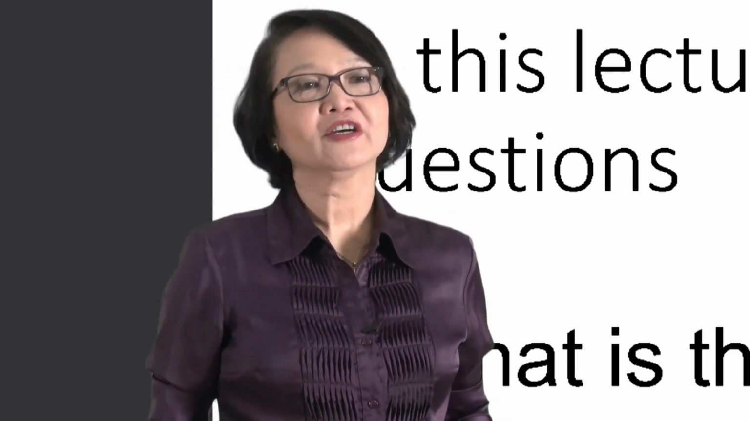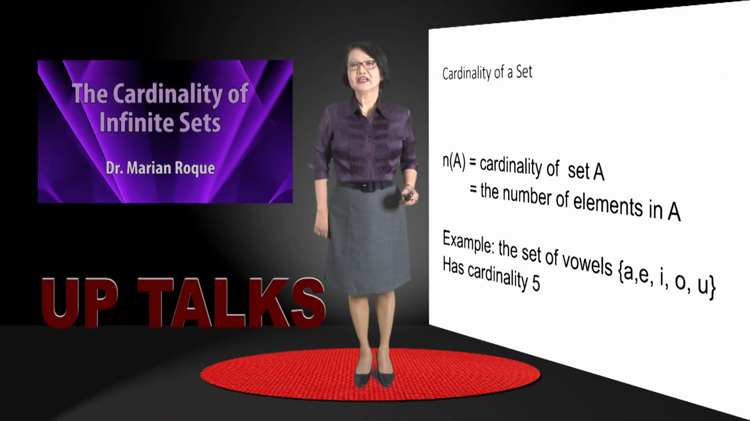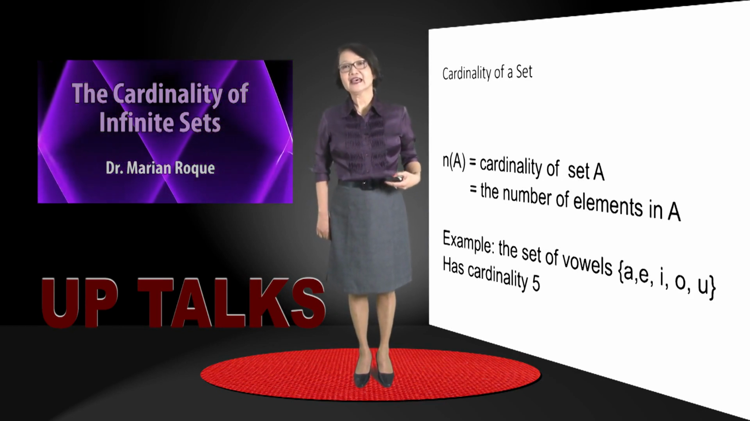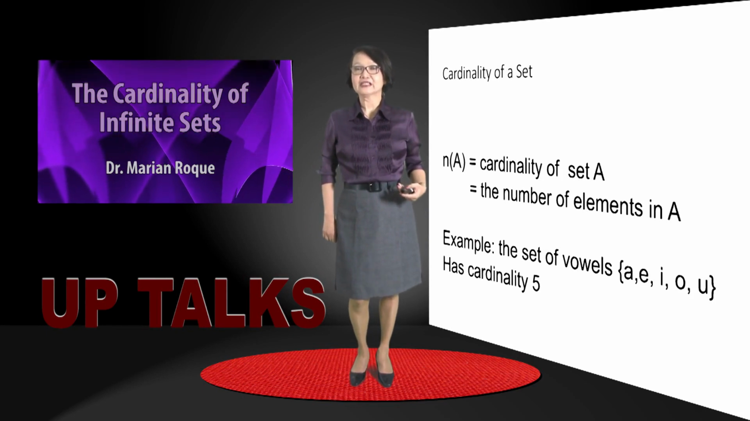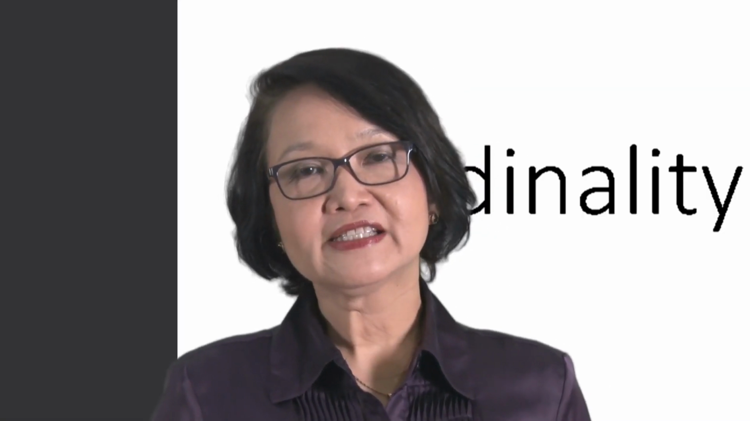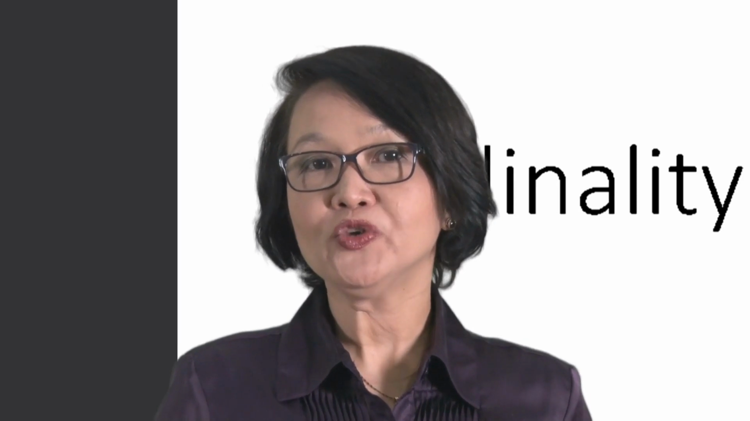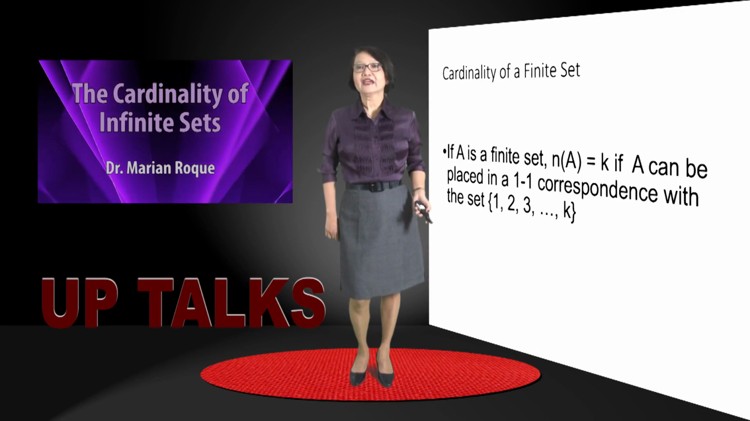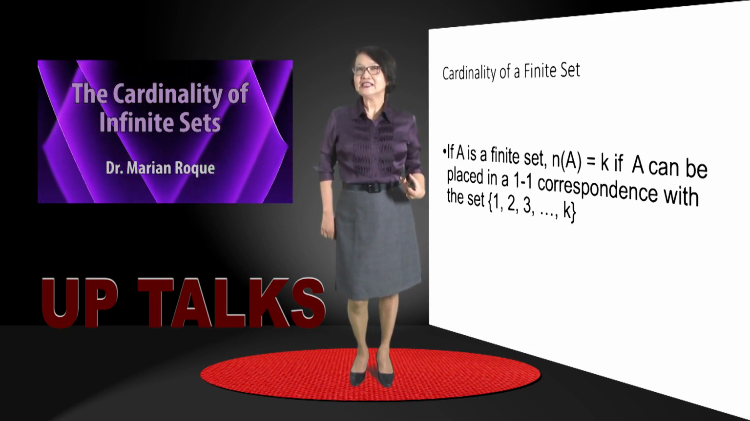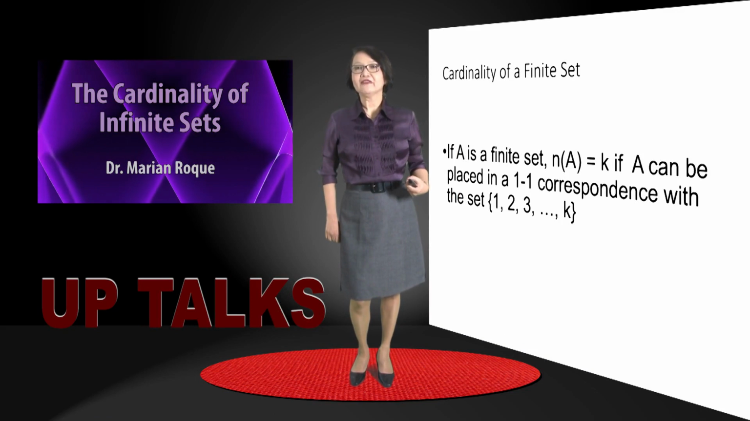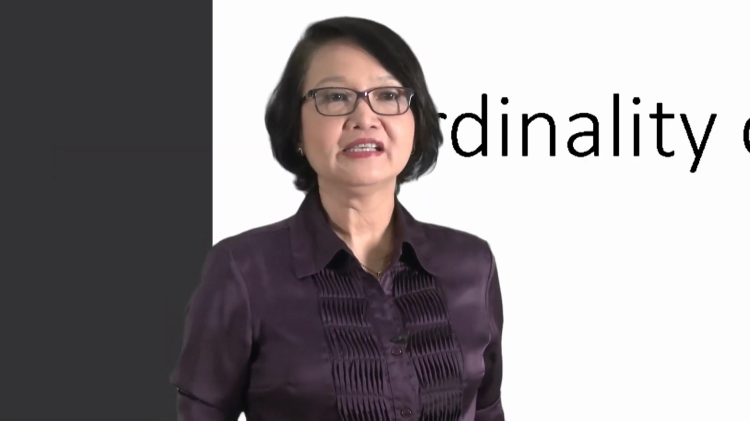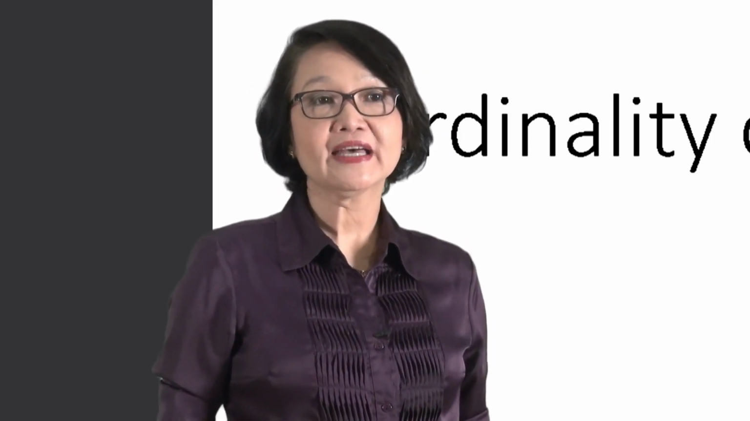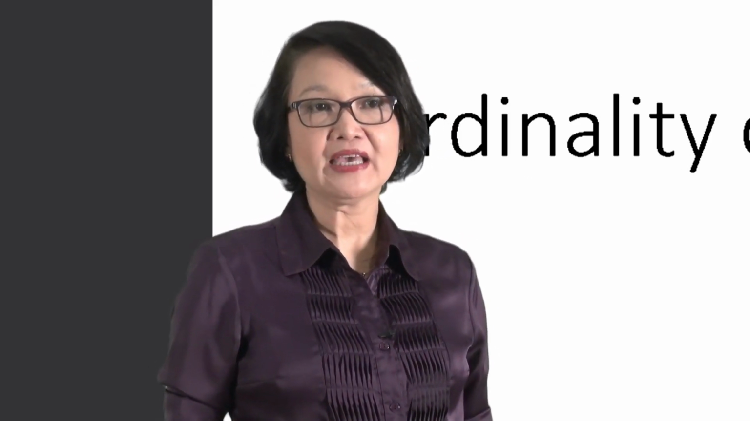But first, let us define the cardinality of a set. We say that the cardinality of a set A is just the number n such that A has n elements. For example, the set of vowels A, E, I, O, U has cardinality 5 since it has 5 elements. Now, finite sets are easier to handle. Take note that if A is a finite set, n(A) is equal to k if A can be placed in a one-to-one correspondence with the set {1, 2, 3, up to k}.